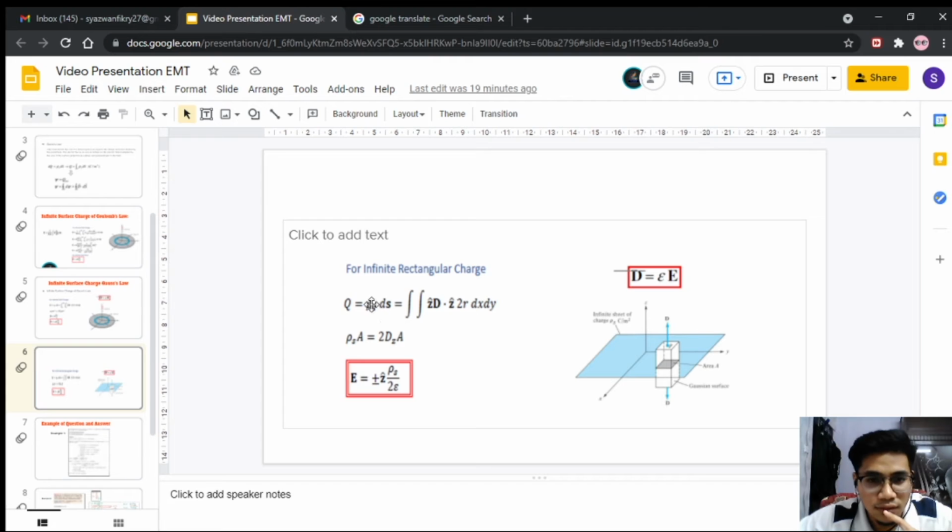Like before this, you can see Q equal to ρS dS. That is, first thing we must find the area. We know that the flux density will flow out from the top and bottom, which means have two areas, right? So from this derivation, we'll get this answer. ρS A equal to 2DA. Okay, A we cut and get the D equal to ρS over 2. Like before this, D. To get E, we must convert ε over D, and we'll get this answer.